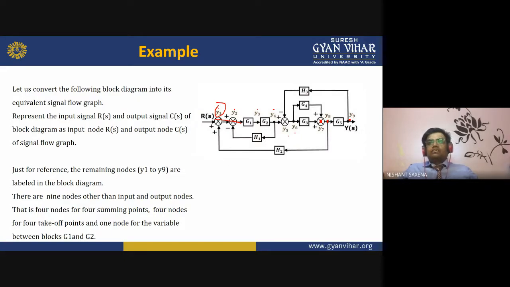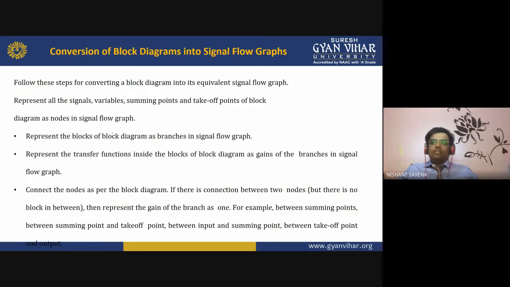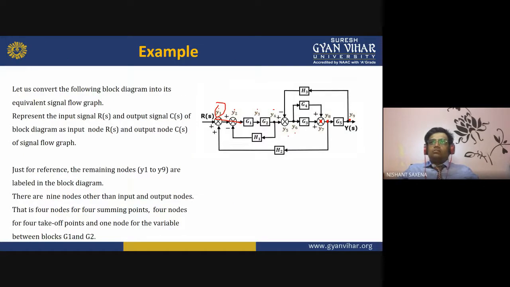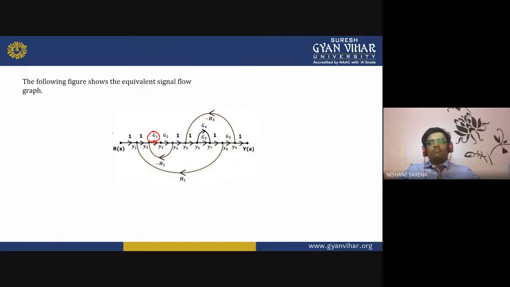I hope this is clear to you. It is very simple. You just need to follow these rules, and by applying them correctly to the block diagram of the control system, we can directly convert it into the signal flow graph very easily. I hope this is clear to you.